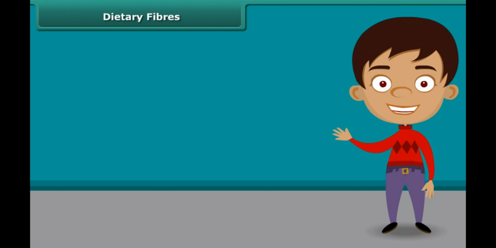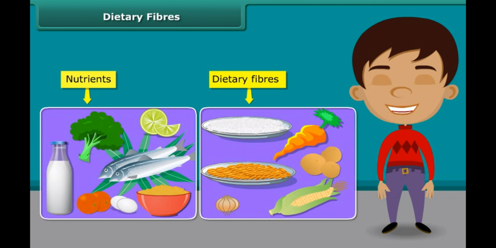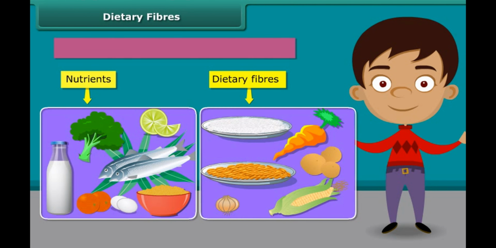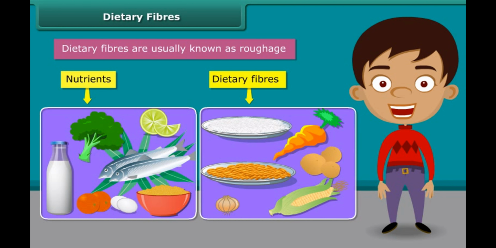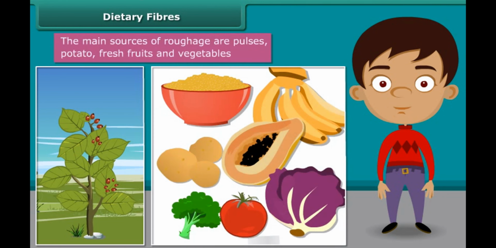Dear friends, do you know that besides nutrients, dietary fiber also plays an important role in our body? They are usually known as roughage. You need to know that roughage does not provide any nutrition to our body, but adds bulk. They are found only in plants, pulses, potato, fresh fruits and vegetables as the main sources of roughage. This helps our body to get rid of the undigested food.